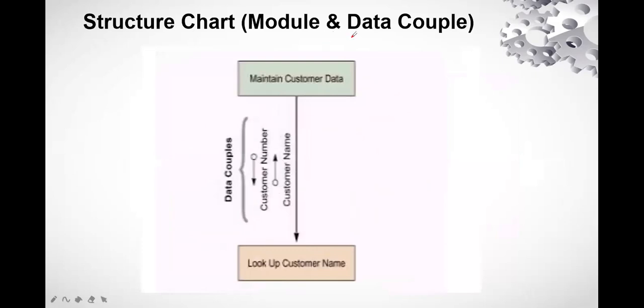Now we talk about the data couple, how the data couple is shown here. Now see, let's say we have a customer data maintenance, and then we have lookup customer name. That means for some reason, we need to look up the name of the customer. Let's say we have received an order and I want the details of the customer name. I have just got the phone number and I will get the name and the address from that data. So here I need to fetch the name of the customer.